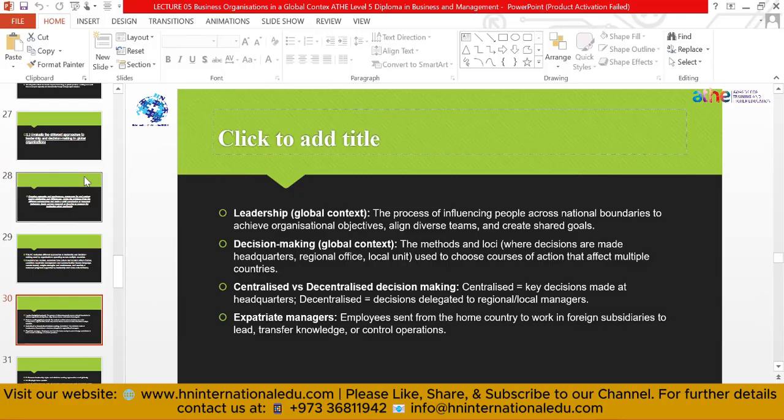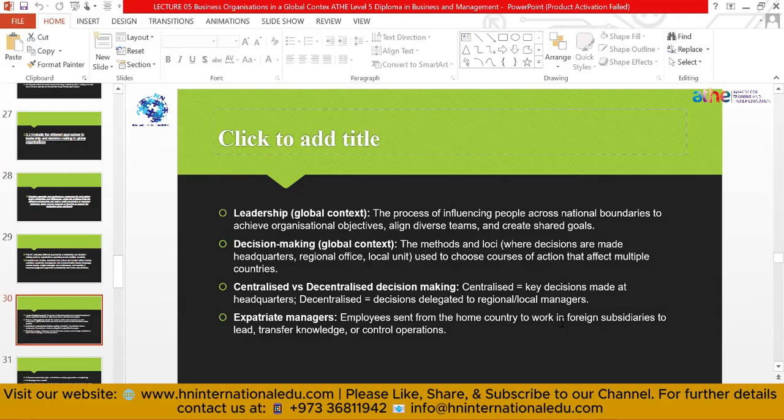Decision making: the methods, that is, where decisions are made, in the headquarters, regional office, local unit, or the main hub, used to choose courses of action that affect multiple countries. Centralized versus decentralized decision making: centralized means key decisions are made at headquarters, the main hub. Decentralized is when decisions are delegated to regional or local managers.